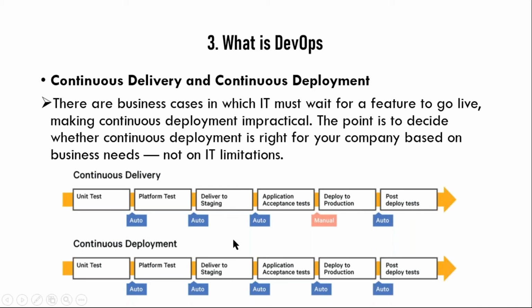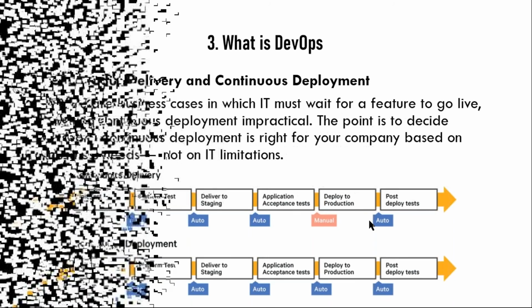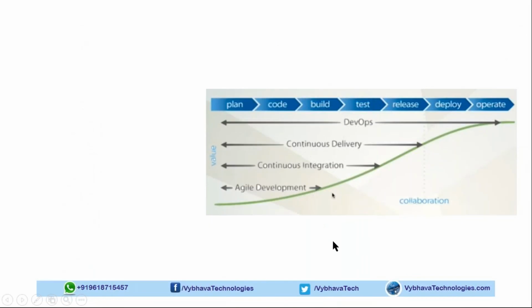Just remember these 2 pictures. The exact critical point is the manual step: after this application acceptance test, it goes to deploying to the production systems. That is the most important question that could be asked in interviews as well.